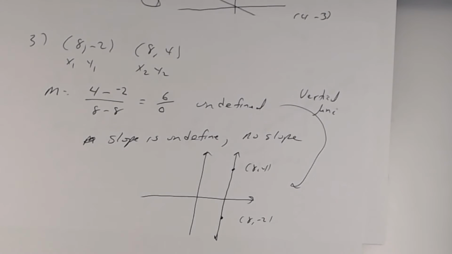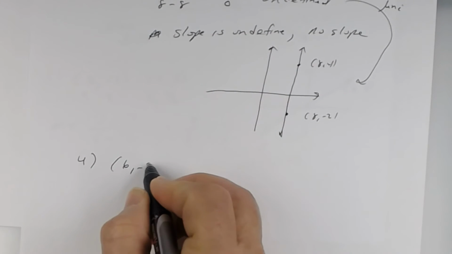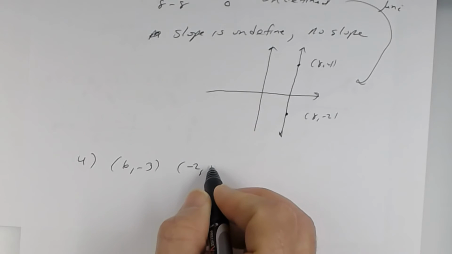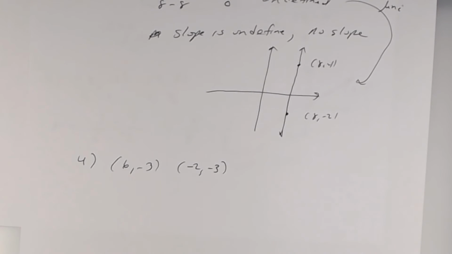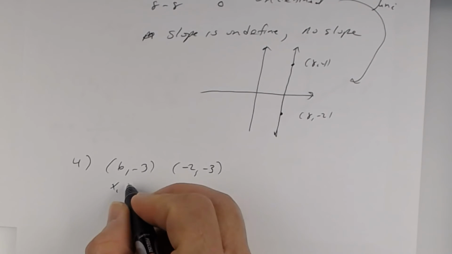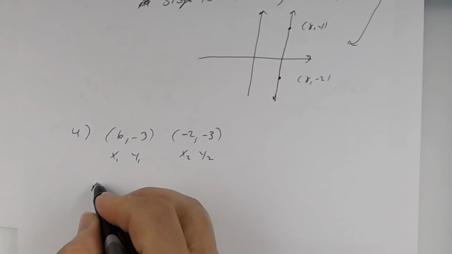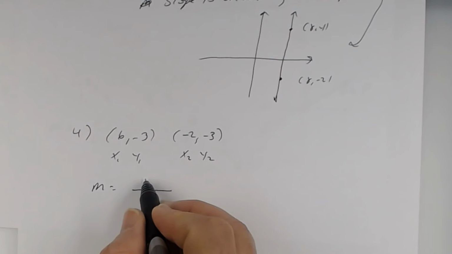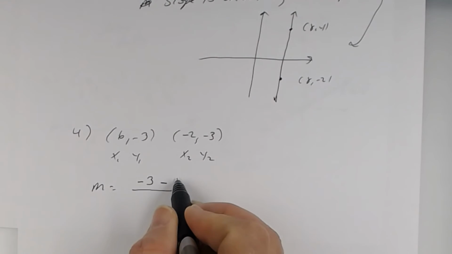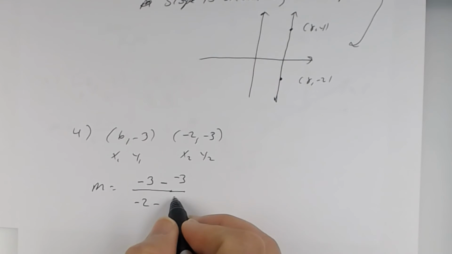So let's do one more with this. Number 4. We have 6, negative 3, and negative 2, negative 3. Okay, so you denote your points x1, y1, x2, y2. So this time the slope will be y2, which is negative 3, subtract negative 3, and then negative 2 subtract 6.